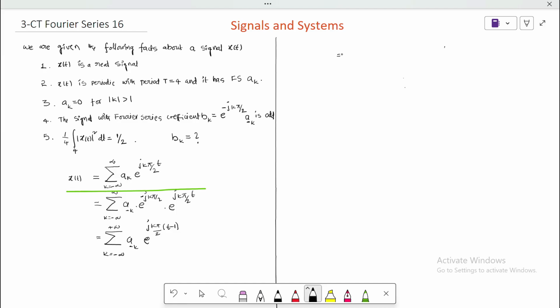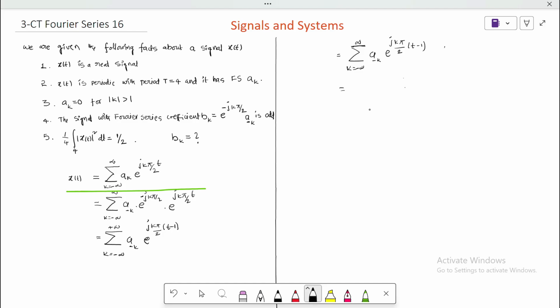In a small modification, sigma a_k e^(jkπ/2(t−1)), k from minus infinity to plus infinity. This is universal, a basic reference signal, the reference signal having a_k.